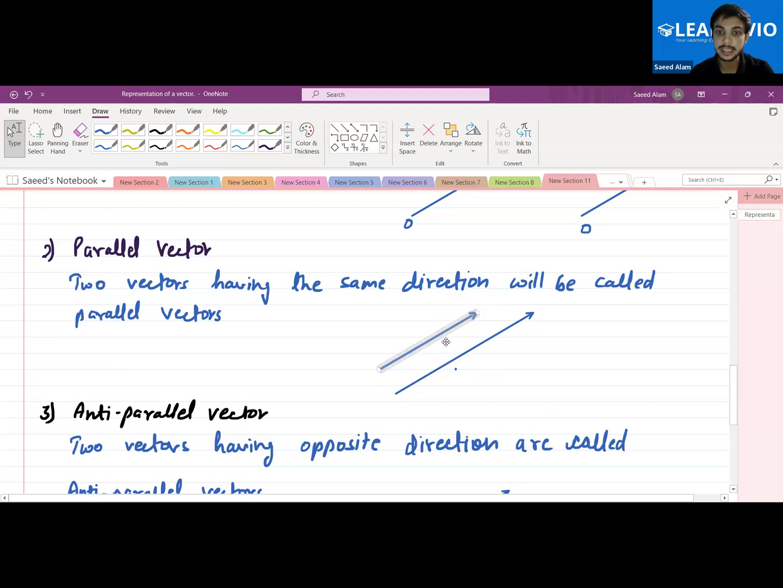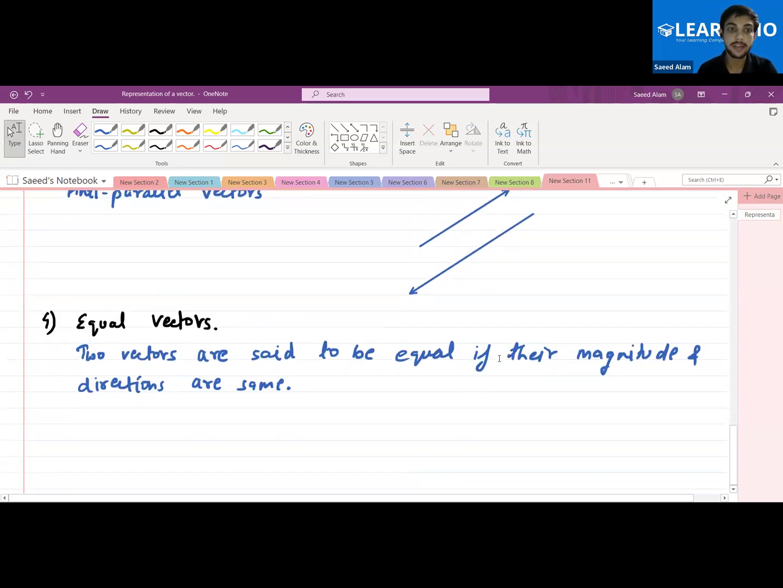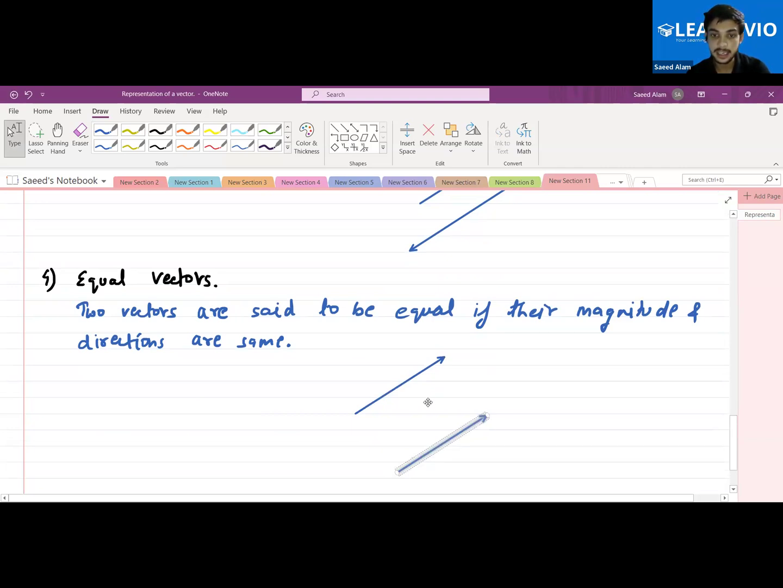I mean that if I place one over the other, you will never find that they become equal. What will happen? They will not become equal. Understood? They are having the same direction, but their length is different. But in equal vectors, what is going to happen? Whatever the magnitude, whatever the direction I'm taking here, the same direction should be taken like this. Understood?